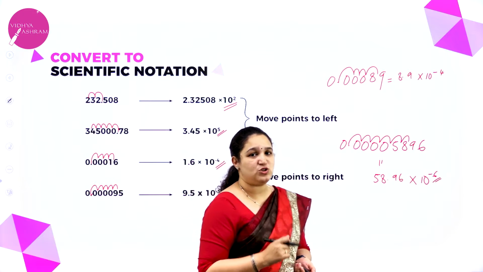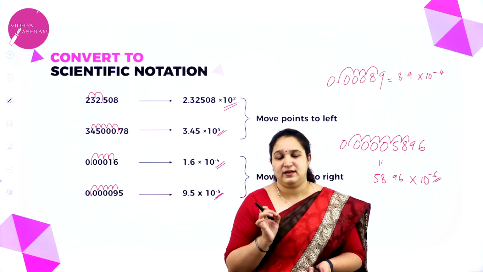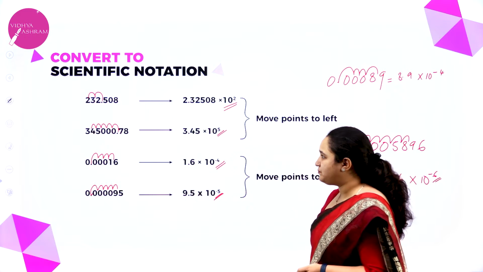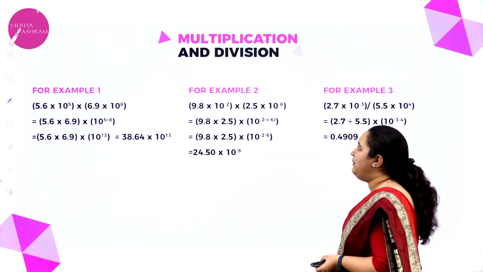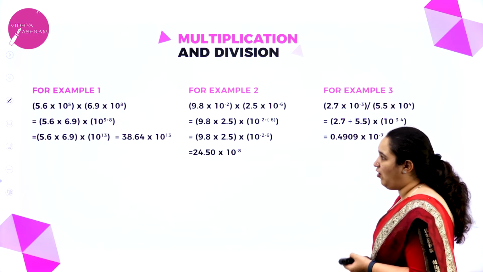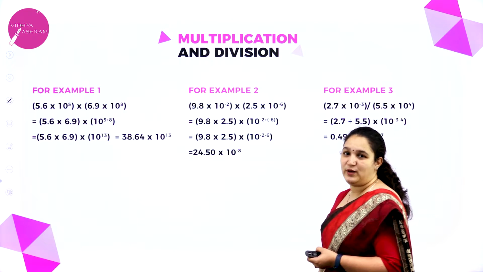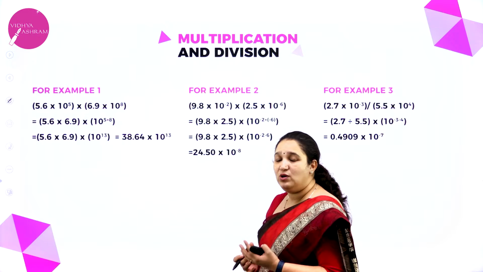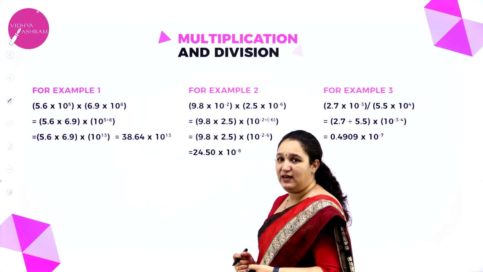So I hope you understood how to write scientific notations. Okay. Next one, multiplication and division of scientific notation. If your number is in the form of scientific notation, how do you do the multiplication and division?